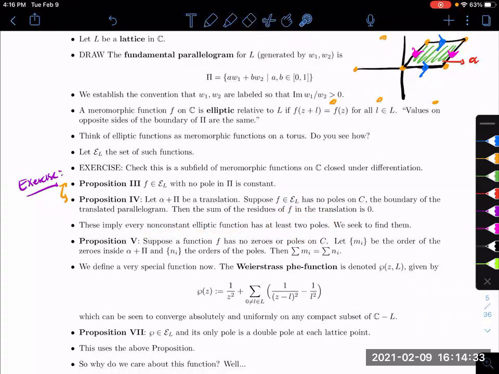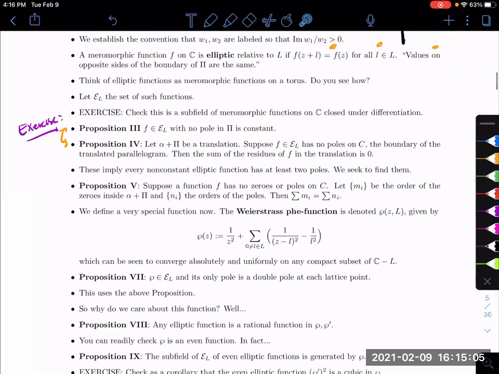So no poles is not interesting because we just get the constant functions. These two propositions mean, in particular, proposition 4 here really means you're not just going to have one pole. So you're going to have at least 2 poles. So if the number of poles or their orders or something like that is our measure of the simplicity of an elliptic function, then we should be looking for the simplest elliptic function with 2 poles.